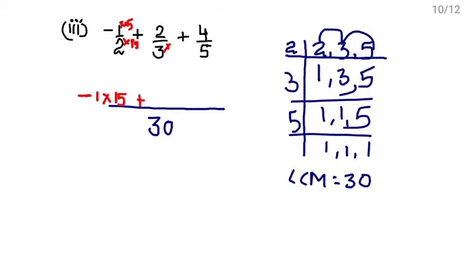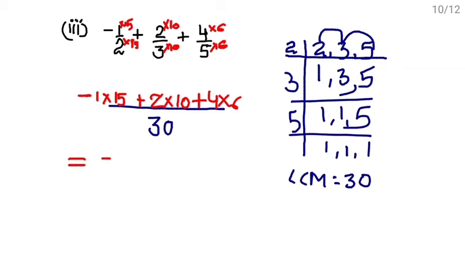Plus 3 tens are 30. So multiply the numerator also by 10: 2 multiplied by 10. Plus 6 fives are 30. So multiply this numerator also by 6: 4 multiplied by 6. So what does it become?